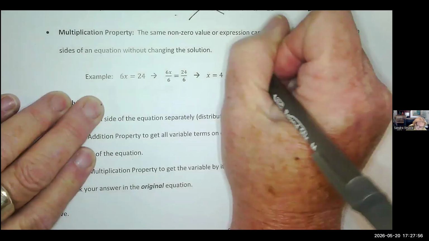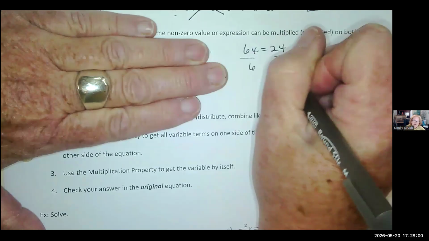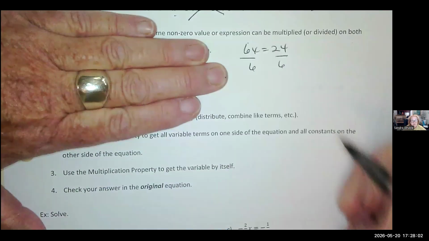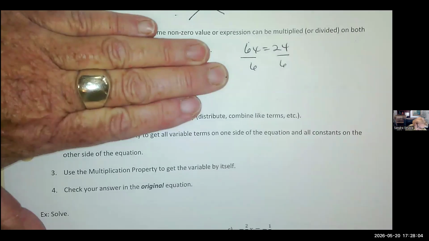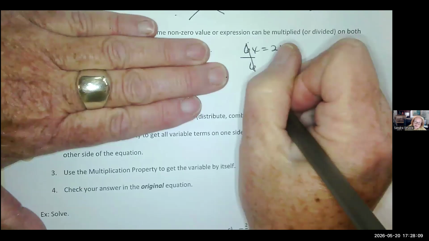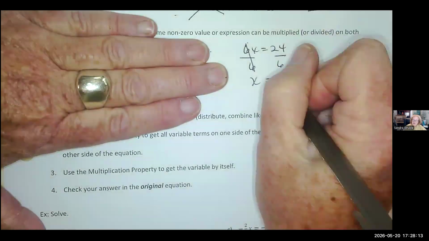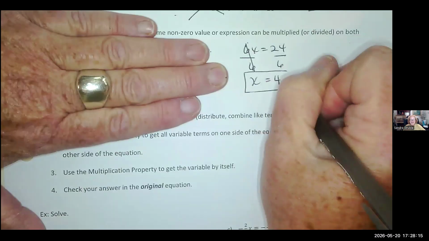All right, so we're going to divide both sides by 6. 6 divided by 6, anything divided by itself is 1. That's why we divided by 6. So this goes away and we're left with x. So it's 1x equals 24 divided by 6 is 4. The answer is not 4. The answer is x equals 4.